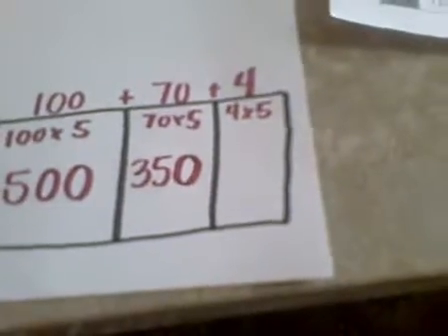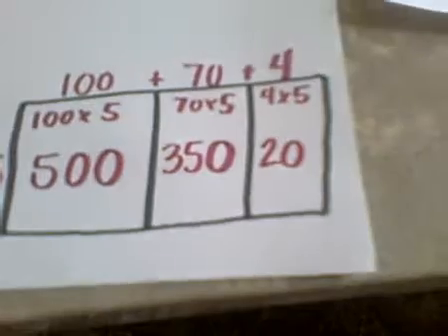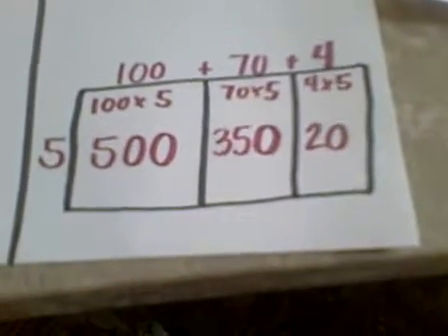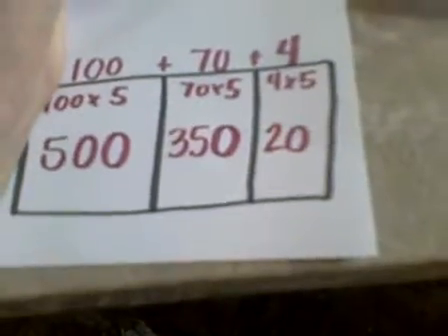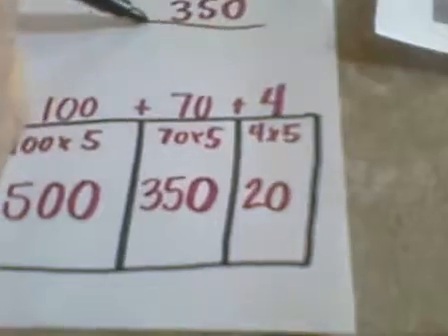My last product will be 4 times 5, which is 20. Now that I have all of my products, I will add them up to get my final answer. I usually start with the two biggest products.